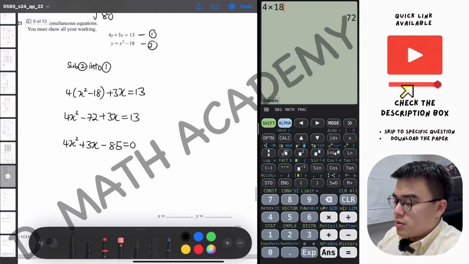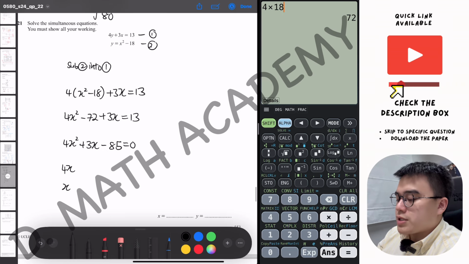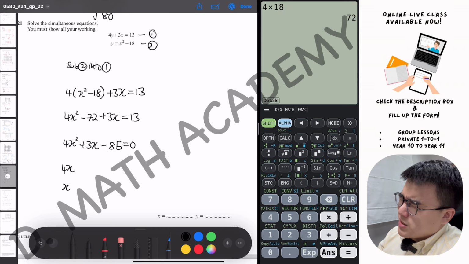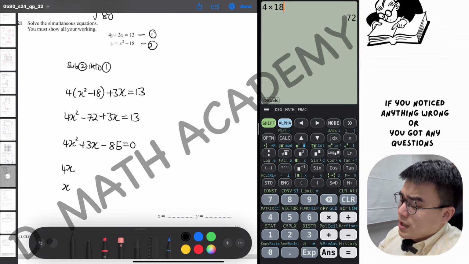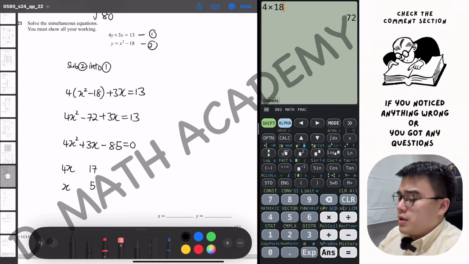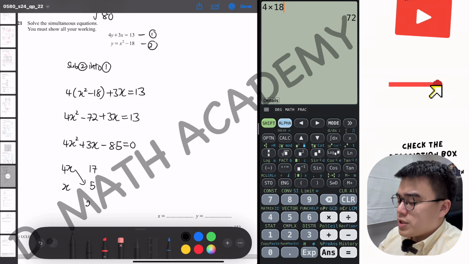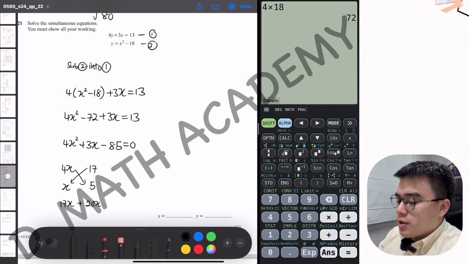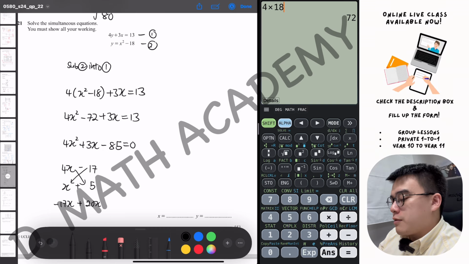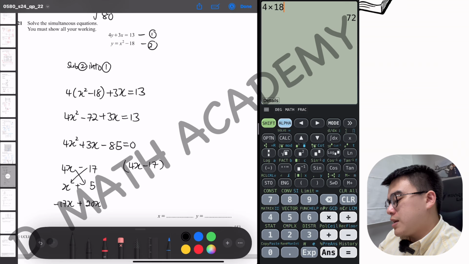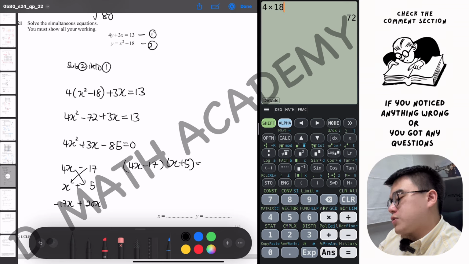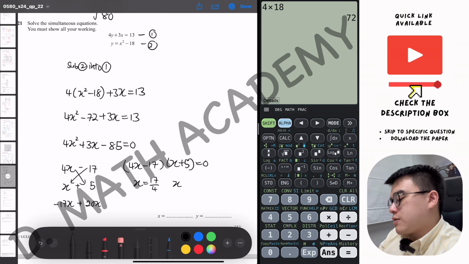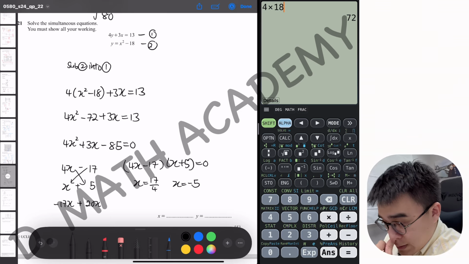So from here, I'm going to make a good guess. 4x times x. 17 and 5? Yeah, 17 and 5. So you get 20x. Oh, I think I'm correct. So just put plus, put minus. You get 4x minus 17, x plus 5 equals 0. Your x value turns out to be 17 over 4, and x equals negative 5.